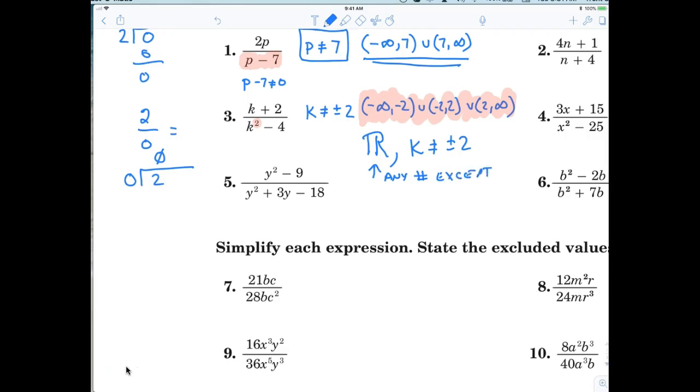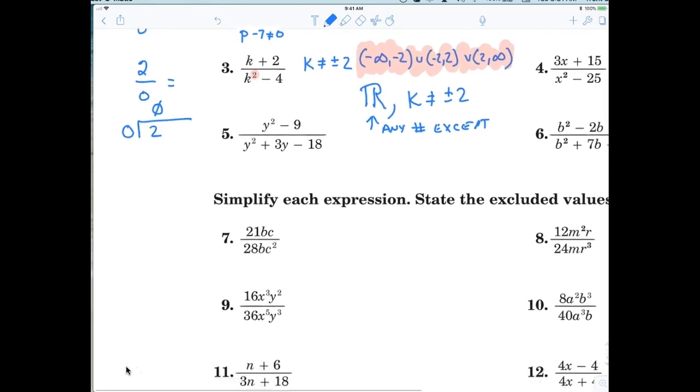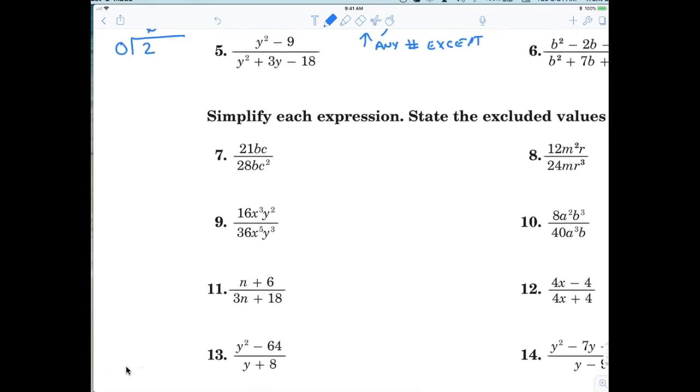2 and negative 2. All right, that's what that symbol means. Now let's take a look at number 5. This one's a little bit harder because we have to actually factor the denominator. So let's see if you remember this.